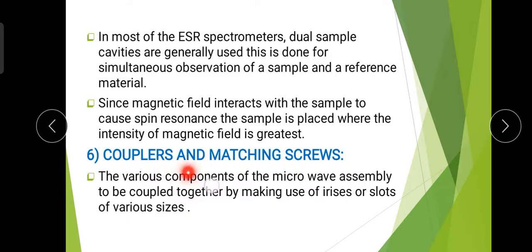Next component is the coupler and matching screws. The various components of the microwave assembly are to be coupled together by making use of irises or slots of various sizes. That means these are all different components which have to be held in one particular instrument. For that we require the coupler and matching screws. So these coupler and matching screws are able to hold all these components in a particular device or in a particular system.